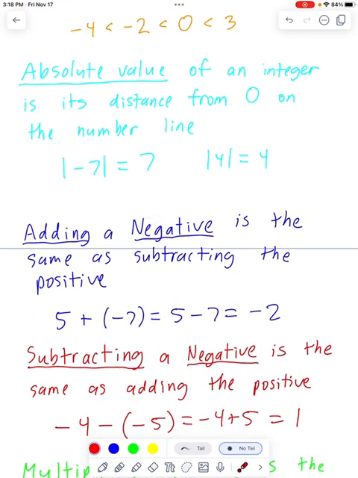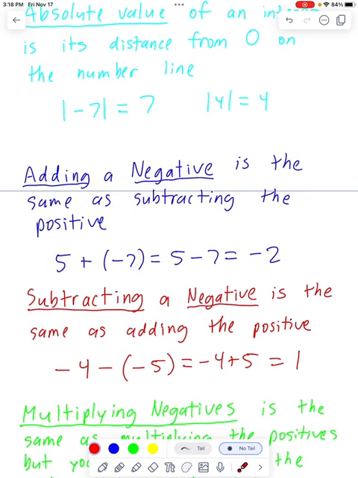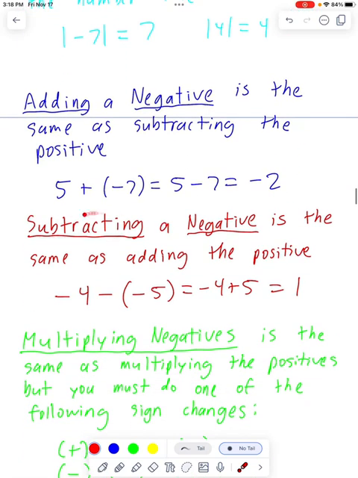Adding a negative is the same as subtracting the positive. So in this case, this is equal to this, which is equal to this. Subtracting a negative is the same as adding the positive. So if we have this subtracting a negative, we can change both signs to addition, and it's equal to this.